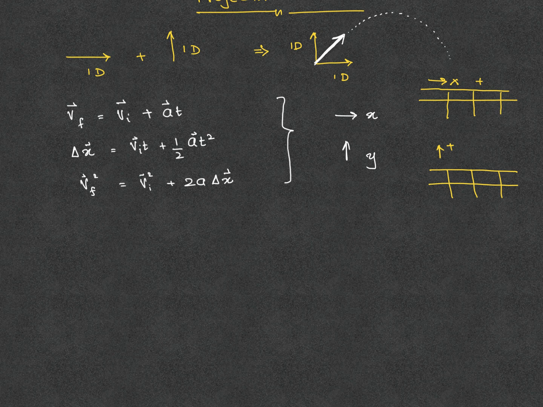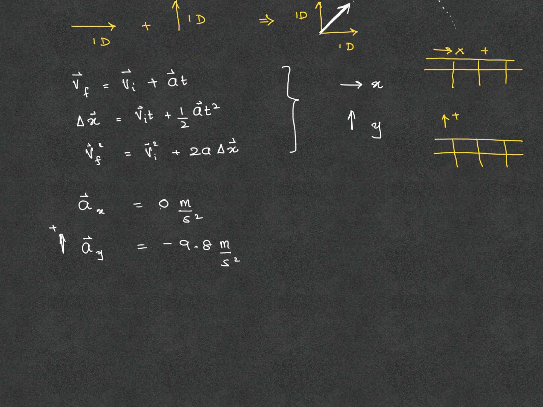The accelerations. The acceleration along the x direction, unless stated otherwise, is 0 meters per second square, and the acceleration along the y direction, taking up as our positive direction, is negative 9.8, also unless stated otherwise. For example, if you have an object moving with an engine or with an external force, this is not going to be the case. Those are considered as specified in other ways, right?